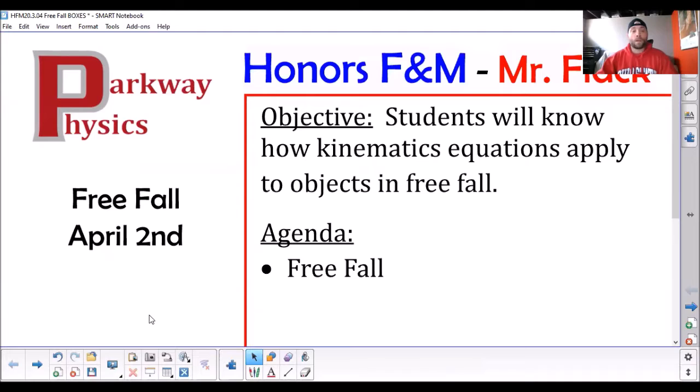We are continuing talking about problem solving. Today is a special form of motion, a special case, if you will. The special case we're going to talk about is called free fall. We're going to talk about what free fall is and how we use it.